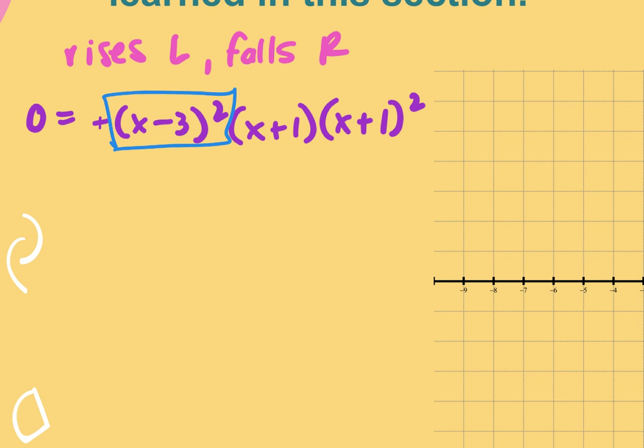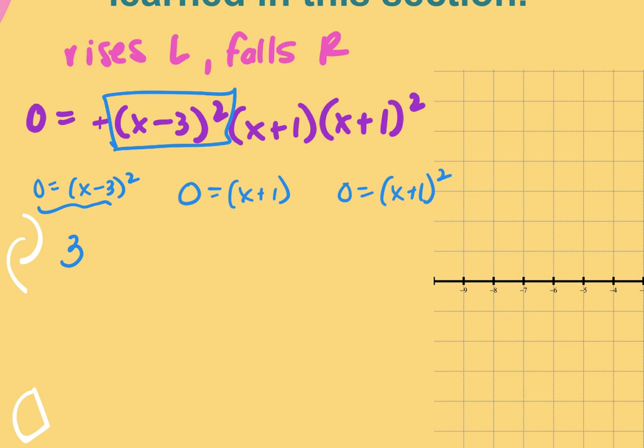But this is going to get equal to 0. So 0 would equal (x minus 3) squared. 0 is going to equal x plus 1. And 0 is going to equal (x plus 1) squared. What do the exponents mean? There would be 2 of those. So if I solve this, my x is 3 with a multiplicity of 2. If I solve this, my x is negative 1 with a multiplicity of 1, so I leave it. And if I solve this, my x is negative 1 with a multiplicity of 2.